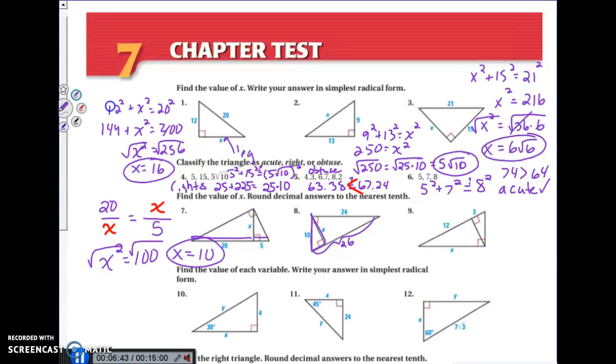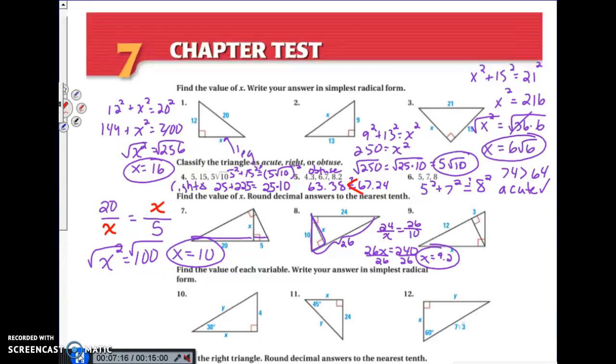How did I set this up? Okay, so I said hypotenuse over short leg equals hypotenuse over short leg. And that was my proportion that made the most sense to me after I looked at this for a while. And you cross multiply and you get 26x equals 240. And I divide both sides by 26. And I get x equals 9.2.